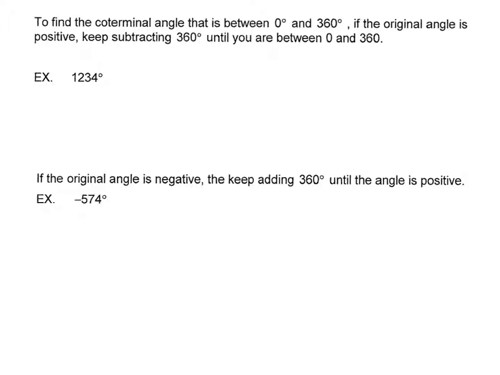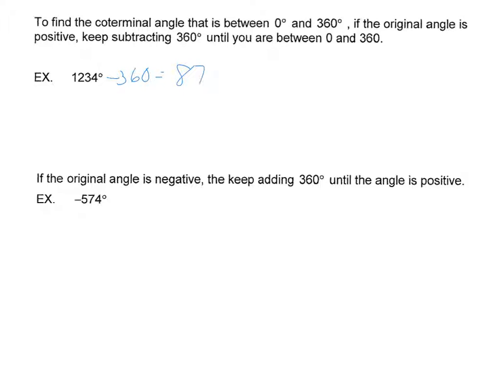To find the coterminal angle that's between 0 and 360, if you're given a larger angle, if the original angle is positive, you'll keep subtracting 360 until you end up with something that's in between 0 and 360. So if I want to get 1234 degrees back to where it would be on the circle if I hadn't gone several times around, if I was just staying in between 0 and 360, I would subtract 360.